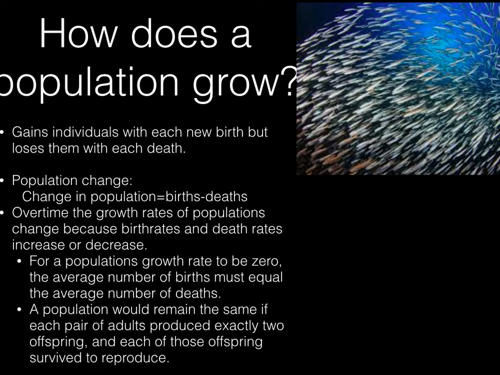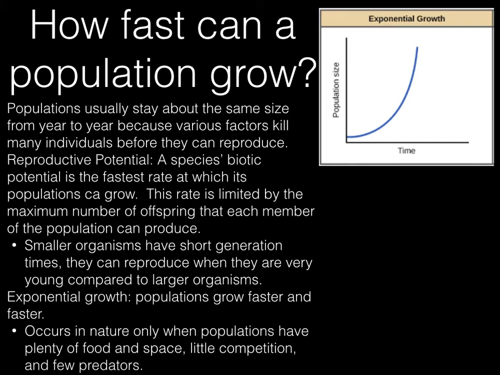For a population growth rate to be 0, the average number of births must equal the average number of deaths. And a population would remain the same if each pair of adults produced exactly 2 offspring, and each of these offspring survive to reproduction. So we know that this isn't really the case, and we'll talk about what these limiting factors are throughout this video.